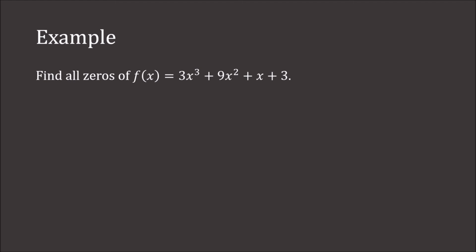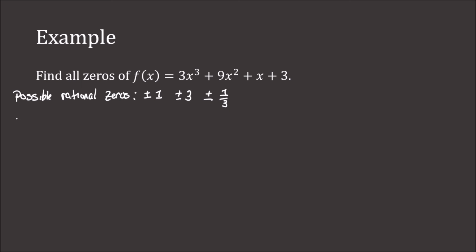So the first thing we want to do is list out our possible rational zeros. So this is from the rational zeros theorem. Factors of 3 are 1 and 3, and look, this is also a 3. So we're going to have plus or minus 1 over 1, plus or minus 3 over 1, plus or minus 1 over 3, plus or minus 3 over 3.